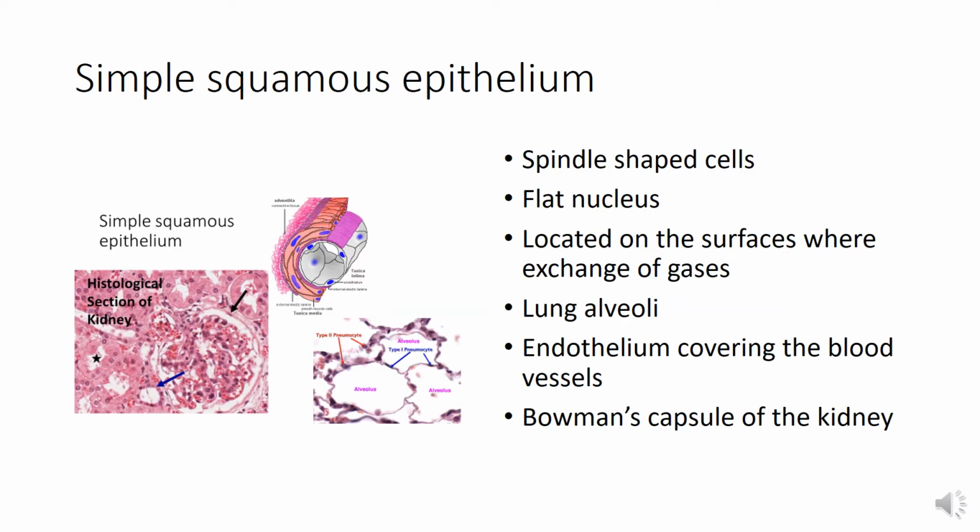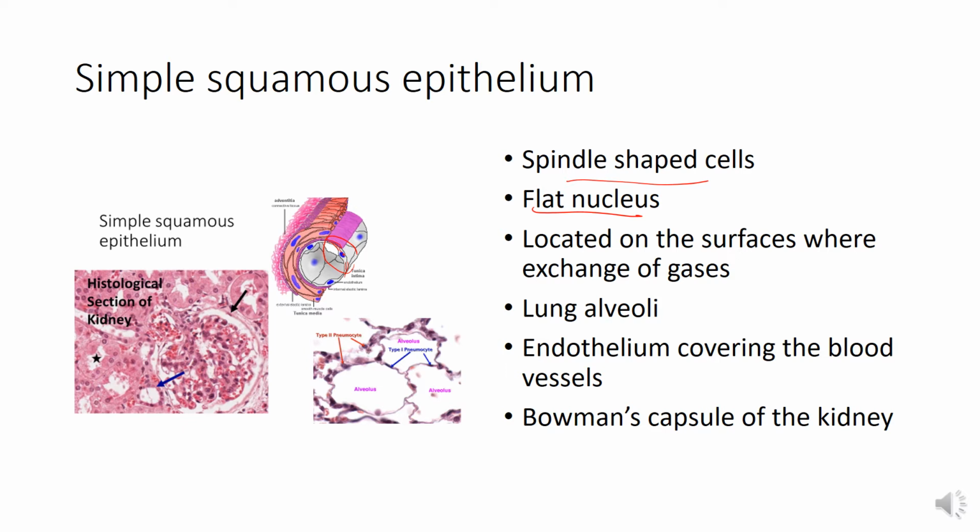Now the simple squamous epithelium consists of spindle shaped cells having flat nucleus. So you can see here spindle shaped cells having flat nucleus. The sides of the cell, the peripheral area of the cell, are very thin. They are located on the surfaces where the exchange of gases takes place.